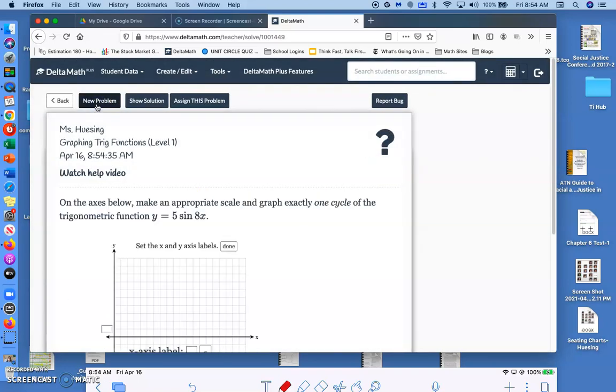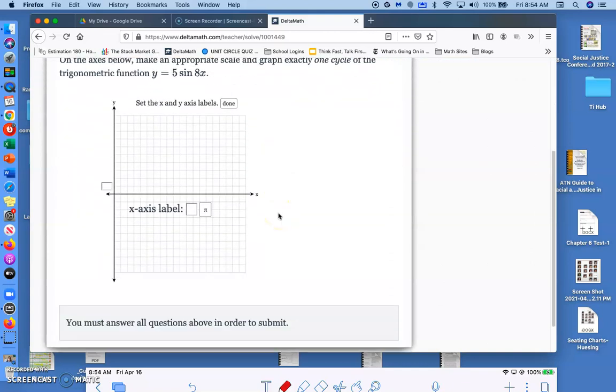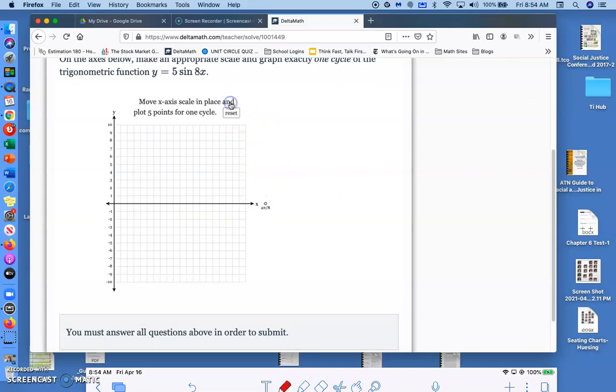So if we take a look at another one here, this one says 5. Well, I could still count by ones because that'll fit. I'm going to label this as 2 pi divided by 8. And I'm going to drag this over. 2, 3, 4. Start at 0. Go up to 5. 0. -5.